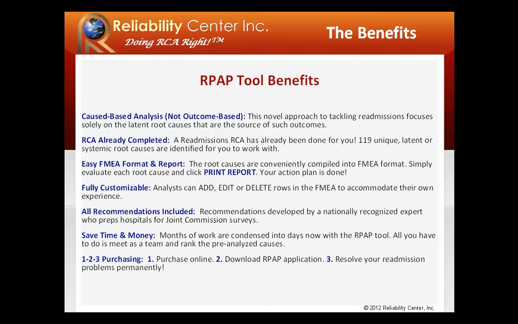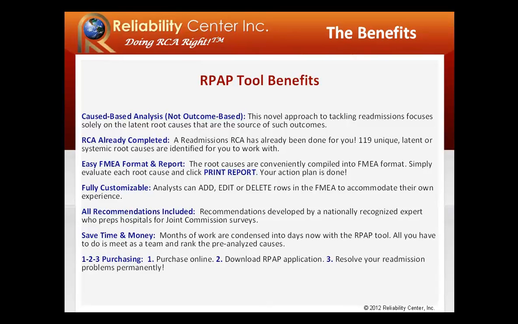This tool is cause-based, not outcome-based. As you can tell from the drilling down of the root cause analyses, this is not a trend on some statistical chart. This is actually figuring out why people make the decisions they do that lead to 30-day readmissions. The RCA is already completed. As we've said, we've spent months and months developing this particular root cause analysis with the expertise of Karen and I to make it readily available for you in a digestible format.